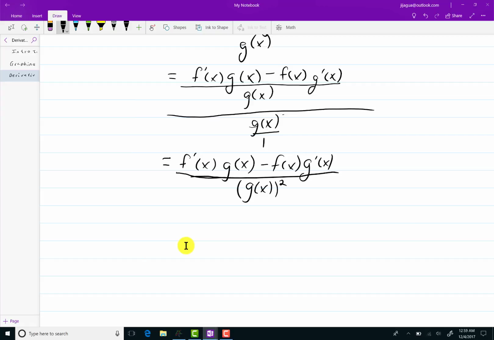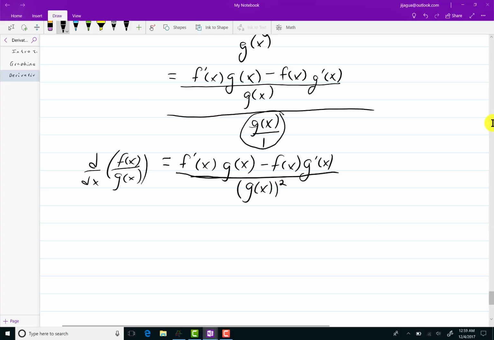Because once you invert this thing, you'll get 1 times the numerator. The 1 will come up on top and be multiplied towards the numerator, and the g of x would multiply towards the denominator. So let me go back over here. This thing is called the quotient rule. Well, because you're dealing with a fraction or a quotient.